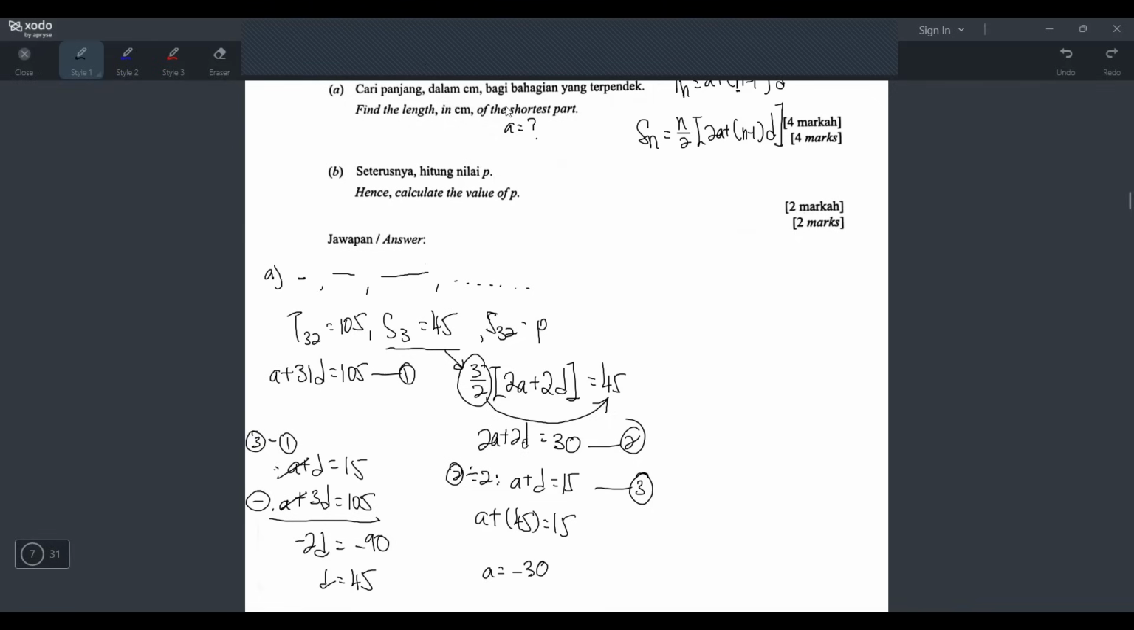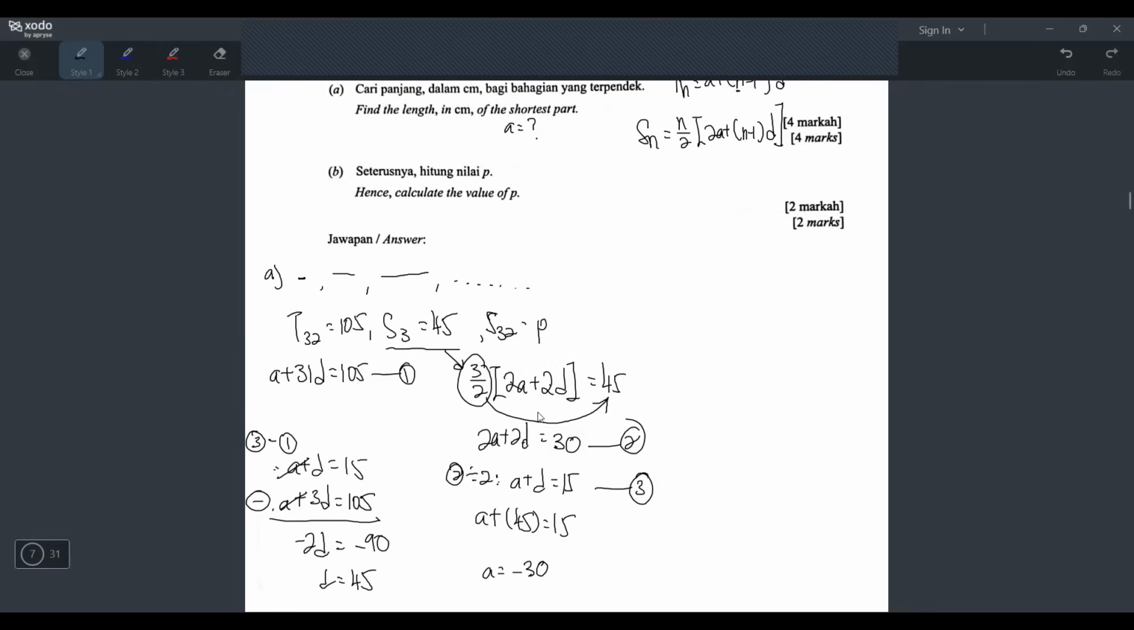So soalan A, find the length of the shortest part. Negative, wait, what? Negative 30. Is it possible for length to be negative? No, right? So it means I definitely made some mistake here. So dekat mana saya buat salah?